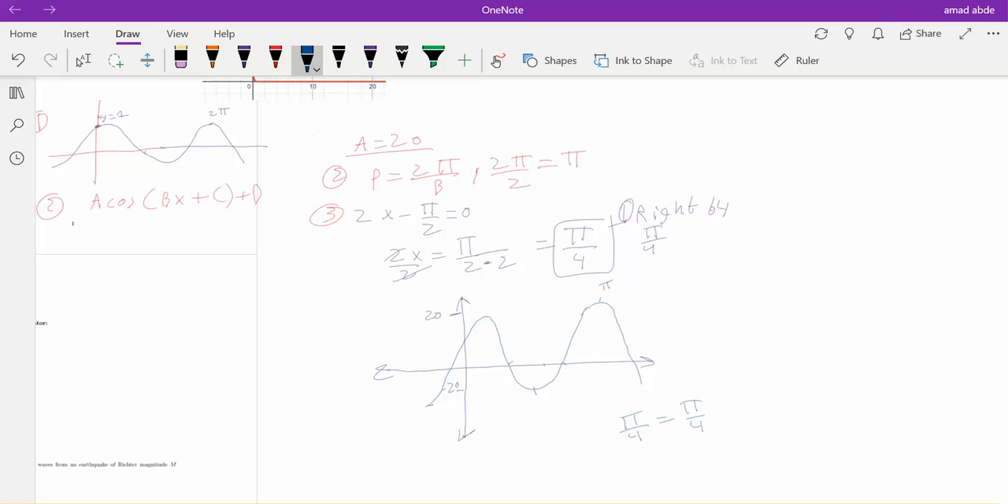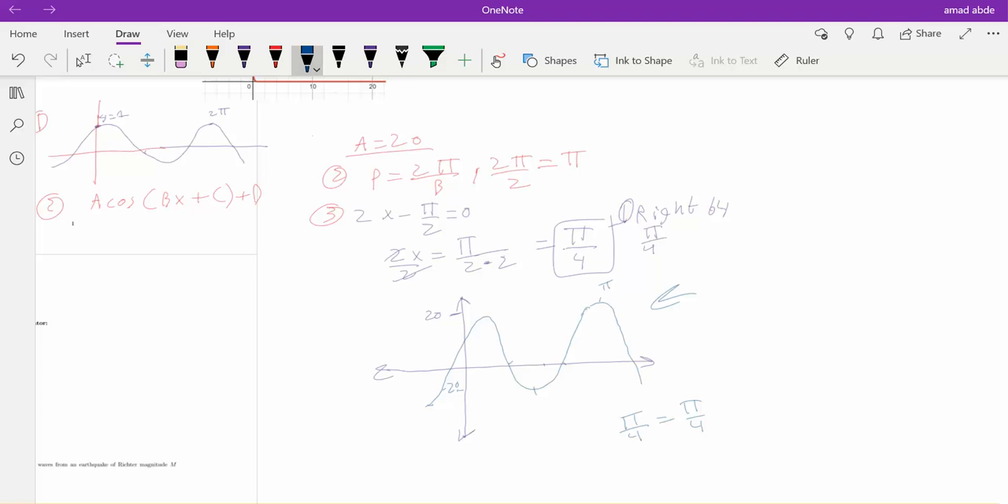I'll give you a minute to try and figure out what mistake I made. It's already in the graph, so try to figure that out, and then I'll show you what the mistake is in a second. I'll give you a couple of seconds.